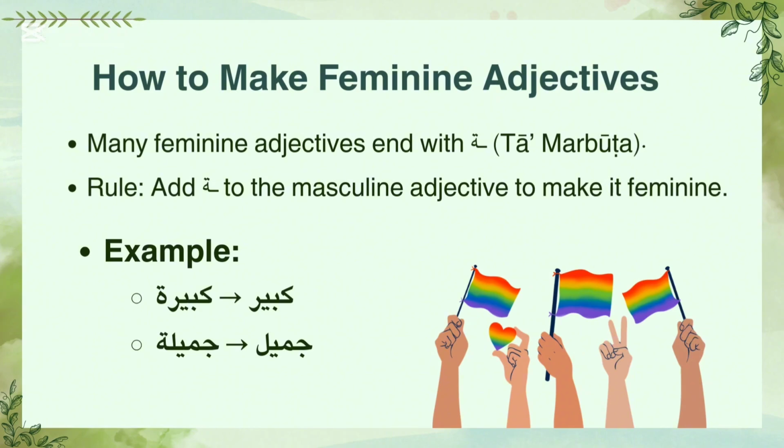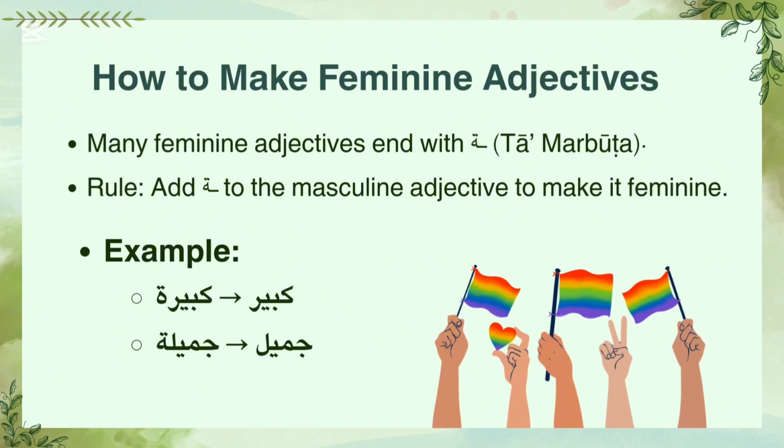So how do we make adjectives feminine? The common rule is we add a special letter called ta marbuta at the end of the word. You just add ta marbuta at the end of the word. For example, we have kabir. Kabir means big. If you want to change it, we just add ta marbuta at the end, which will be kabira.